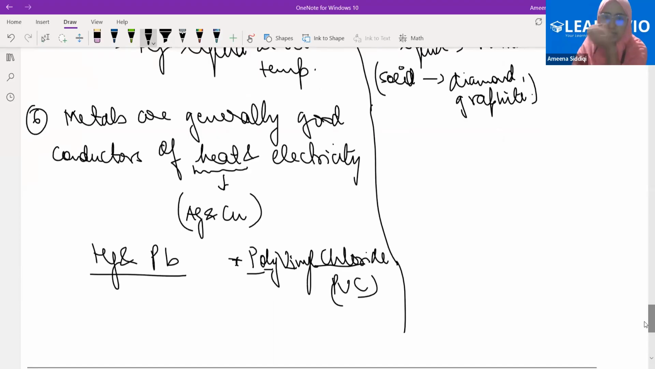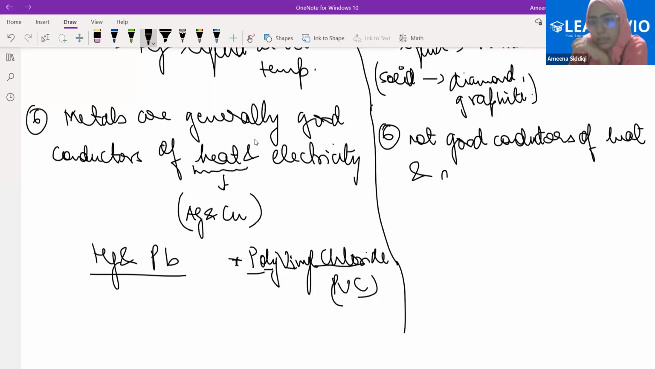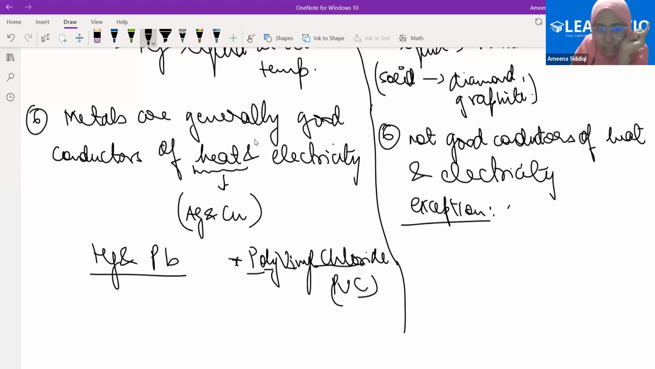See here, beta. Non-metals are generally not good conductors of heat and electricity. Never say insulators, okay? One very important exception here, Amir, is graphite, which is a non-metal, an element of carbon, and is a good conductor of heat.